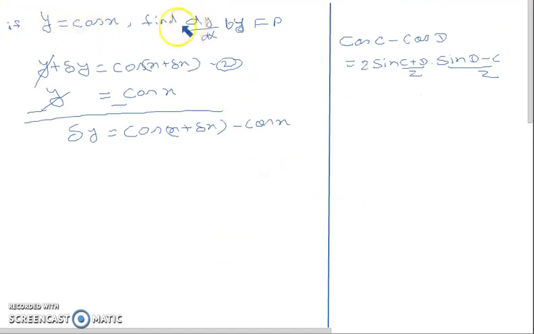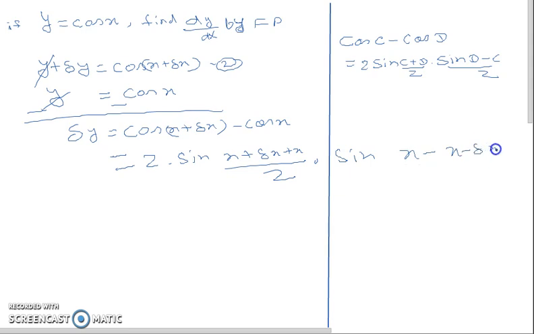If y equal to cos x, find dy by dx by first principle. So let delta x be a change in x. So cos of x plus delta x equals y plus delta y. This is equation 2. Subtract equation 1 from equation 2. So y cancels out. Delta y equals cos of x plus delta x minus cos x. And this can be written by formula. You can see here cos c minus cos d equals 2 sin of c plus d by 2 into sin of d minus c by 2. So we can write 2 sin of (x plus delta x plus x) by 2 into sin of (x minus x minus delta x) by 2.